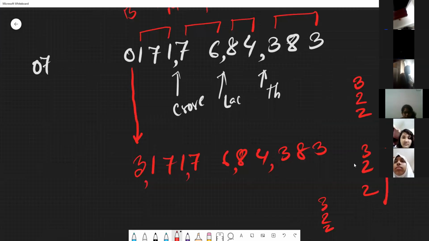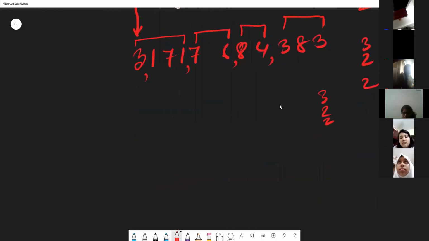So this is called 3,171 crore. And then the 76 lakh, 84,383. So now I hope this is very clear to all of you.